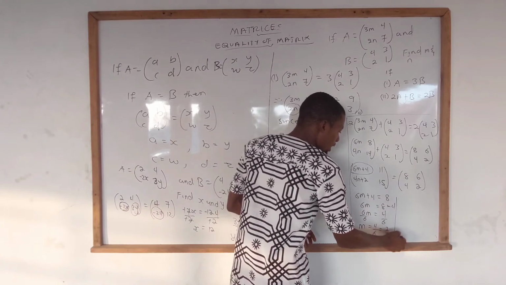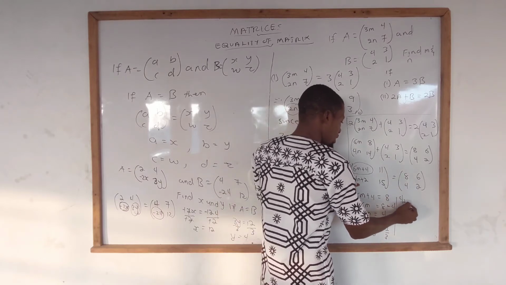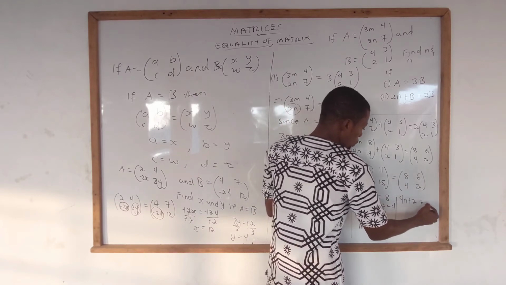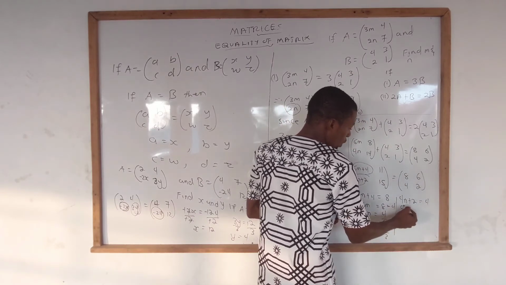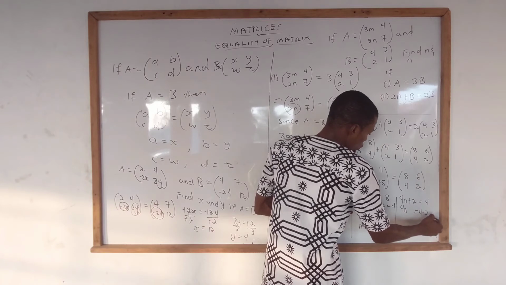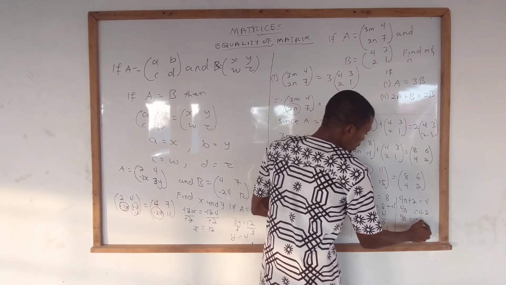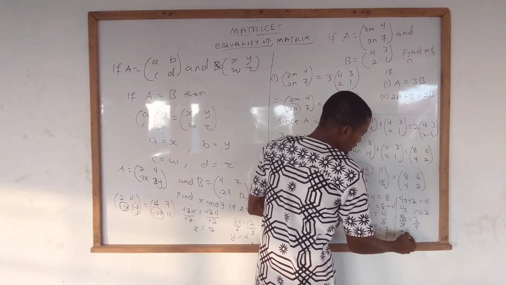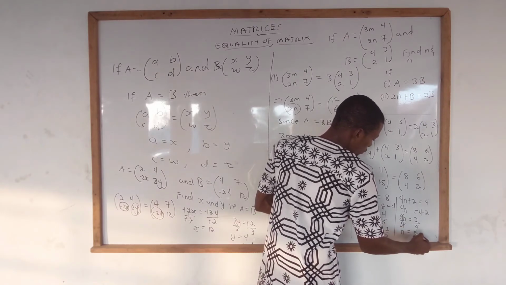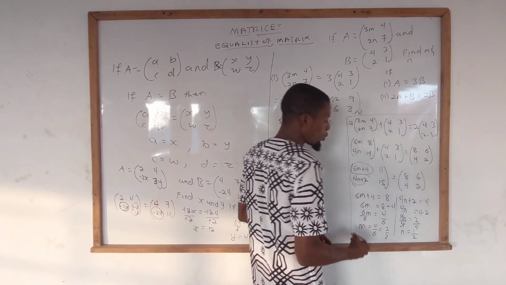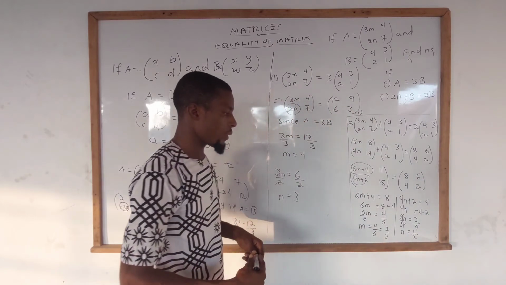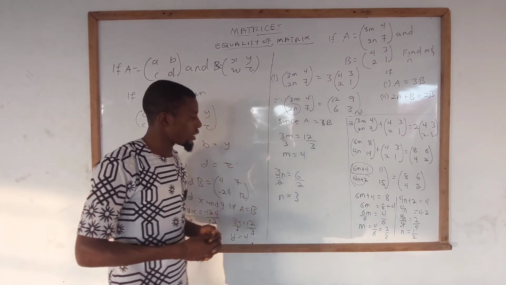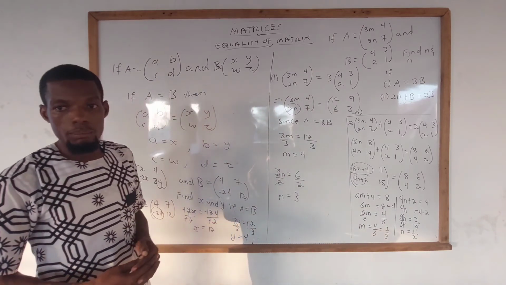Okay? And then if I want my N, you can say that 4N plus 2, this side is equivalent to 4, equals what? 4. Is that not so? So I have 4N equals 4 minus 2. So I have 4N is going to give me what? 2. If I divide here by 4 and divide here by 4, N is going to give me 2 on 4, which is equivalent to 1 on 2. Are you okay? So this is how we find equality of matrix.